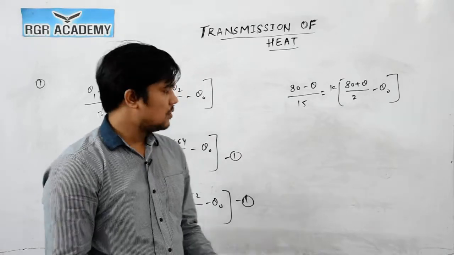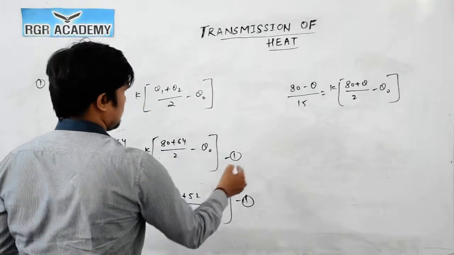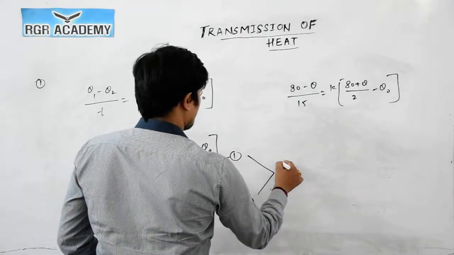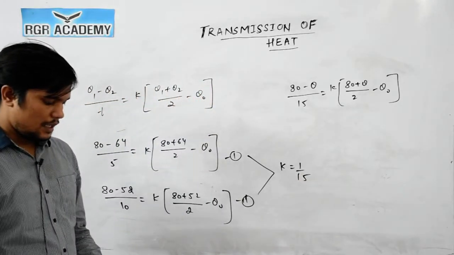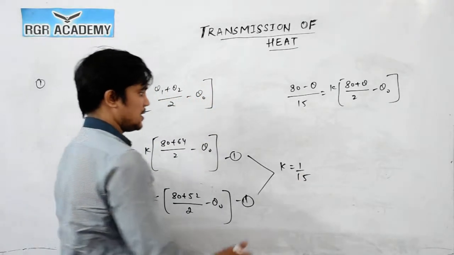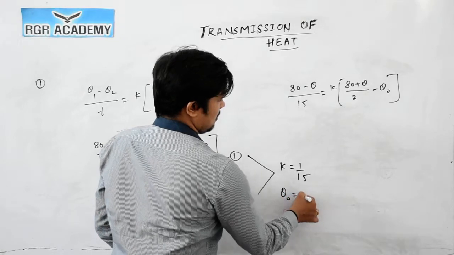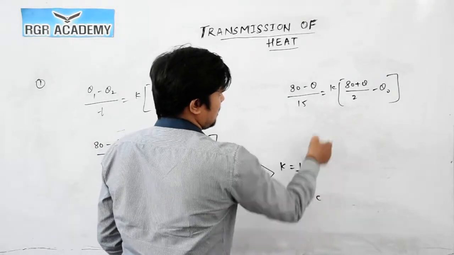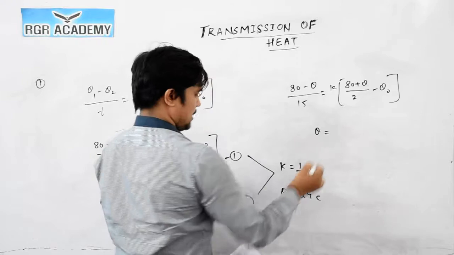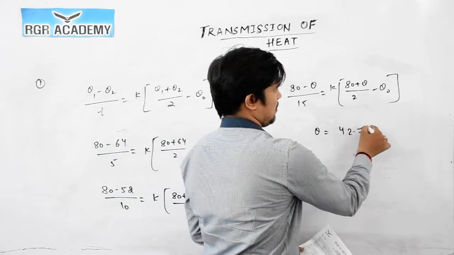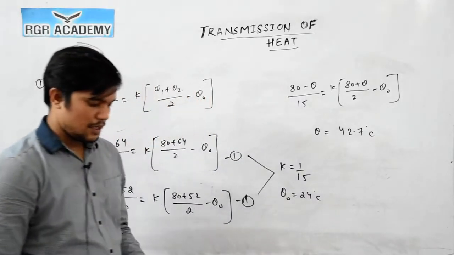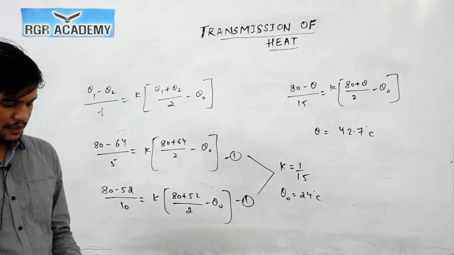Okay, so after solving these two equations, the value of K you will get as 1 by 15, and the value of theta naught you will get as 24 degrees Celsius. After replacing these values here, the value of theta you will get as 42.7 degrees Celsius. Okay, so option number 2 will match for question number 1.